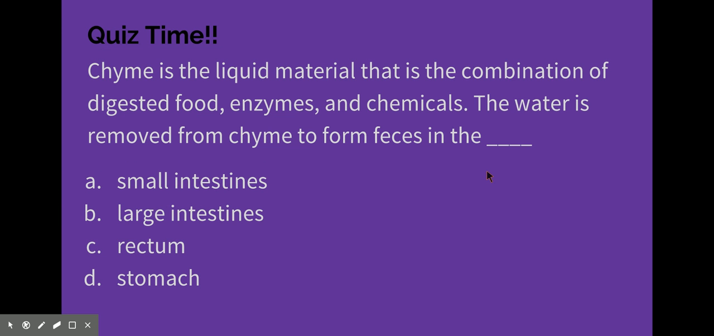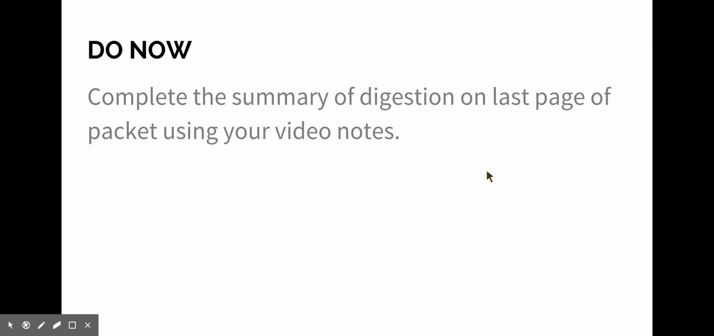And last one, chyme is the liquid material that is the combination of digested food, enzymes, and chemicals. The water is removed from chyme to form feces in the... Those are your large intestines. All right, now you're going to work on completing the summary of digestion on the last page of your video notes.